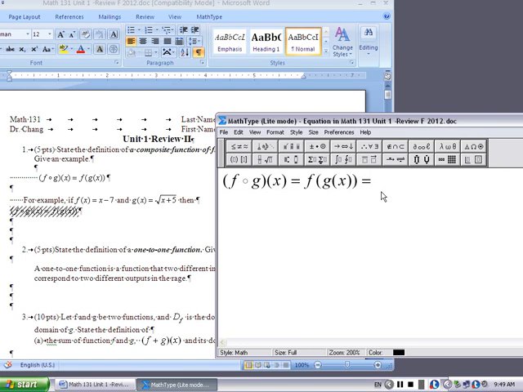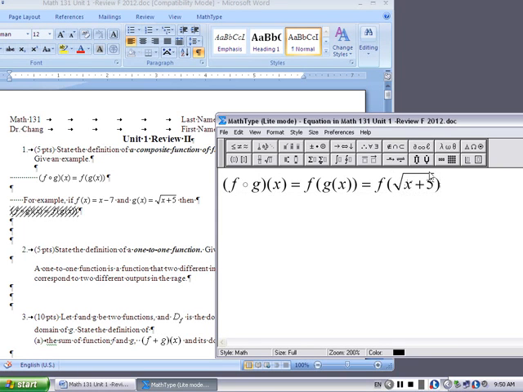Copy down f of, now what is g of x? It is just square root of x plus 5, right? You only do g of x. f cannot do anything yet, so you just copy f down. Now, what is the input for f? It's the whole thing here, that's square root of x plus 5.